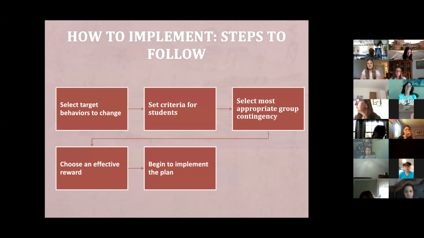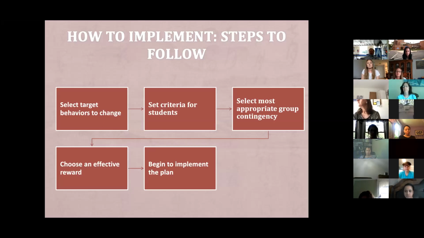Once you have that, you're going to set the criteria for your students and figure out what you want that overall goal to be. What do you want to see your students reach? And then select the most appropriate contingency for your classroom, and that's very individualized based on what kind of rooms you run and the students that you have.